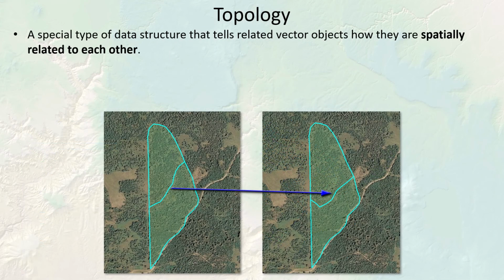A topology is a special type of spatial data structure. It tells related vector data sets how they are spatially related to each other. Topology is not typically a data set itself. So if a topology has been defined between 2 data sets, then if you edit one data set or feature, then you can cause corresponding edits to happen automatically in another data set or feature.